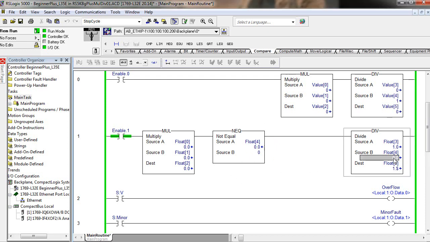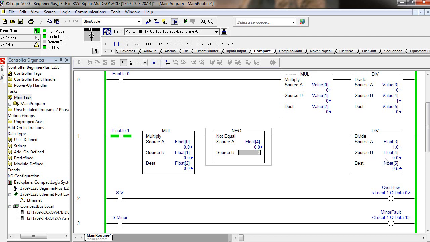Now if I were to make this 1, then this is now being executed because float 4 is not equal to 0. If I make it 2, and of course 1 divided by 2, you already know what that answer is. You can see it's 0.5. If I go back to 0, notice that this rung is no longer being executed. Float 4 is 0. 1 divided by 0 is not 0.5. That right there indicates this instruction is not being executed.